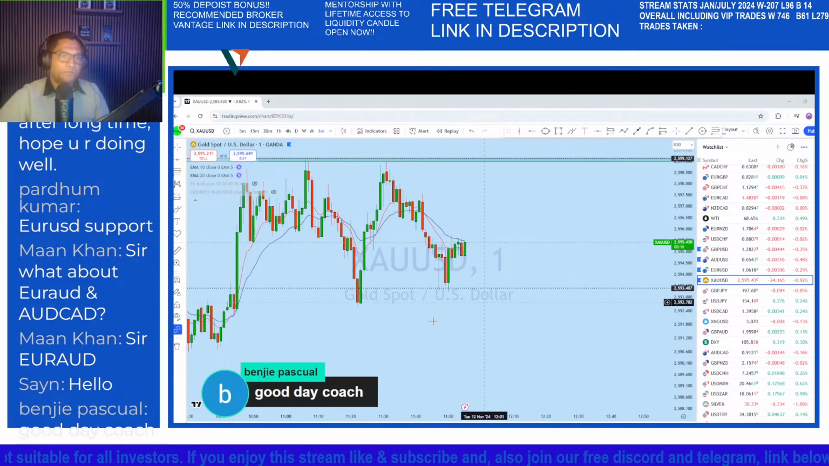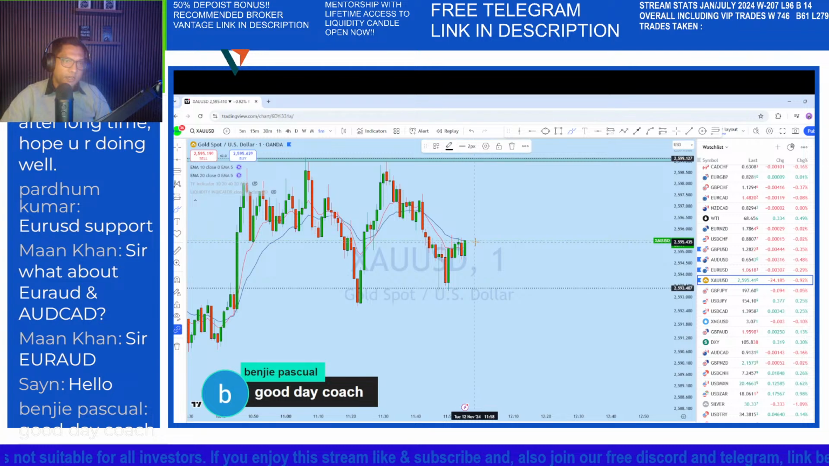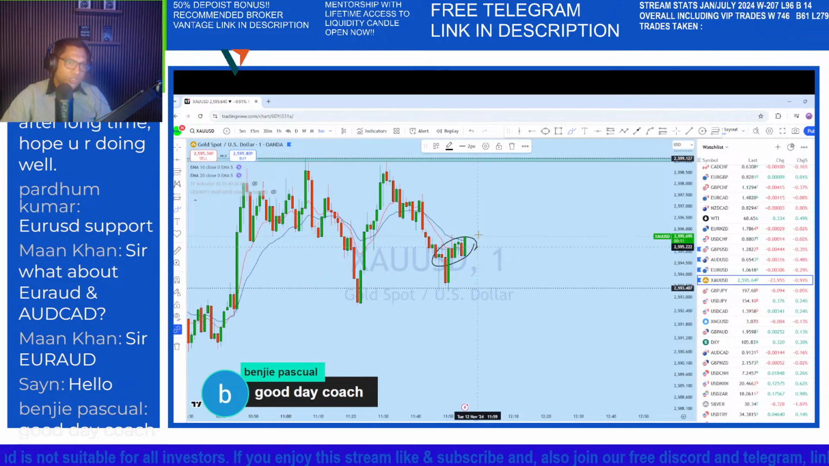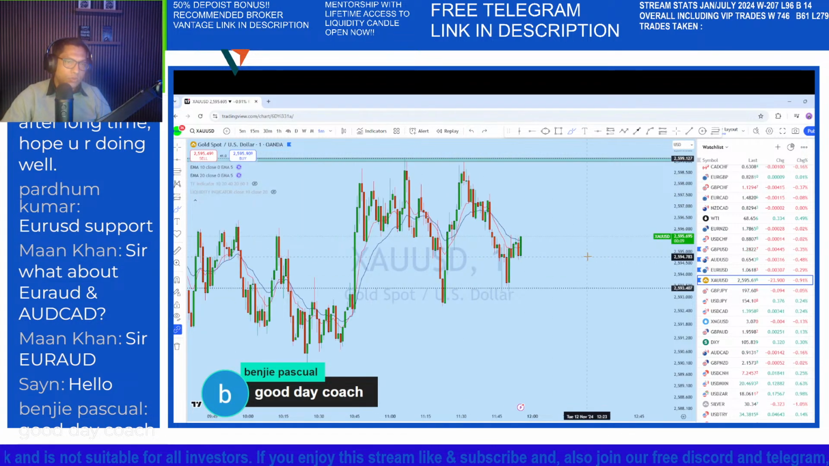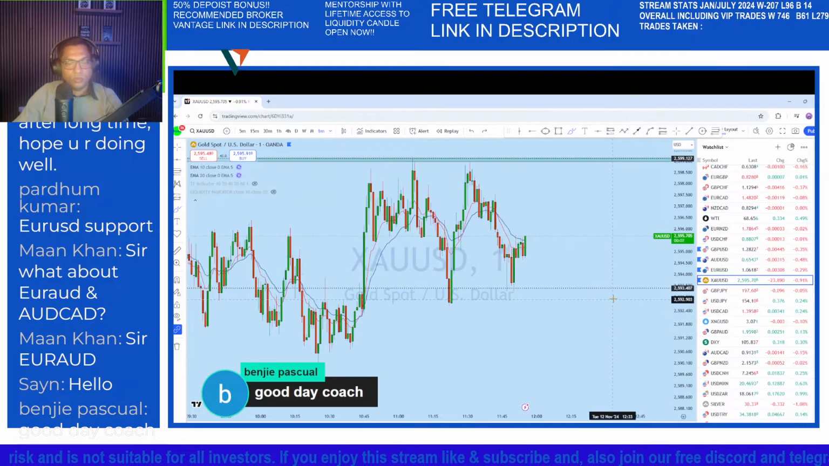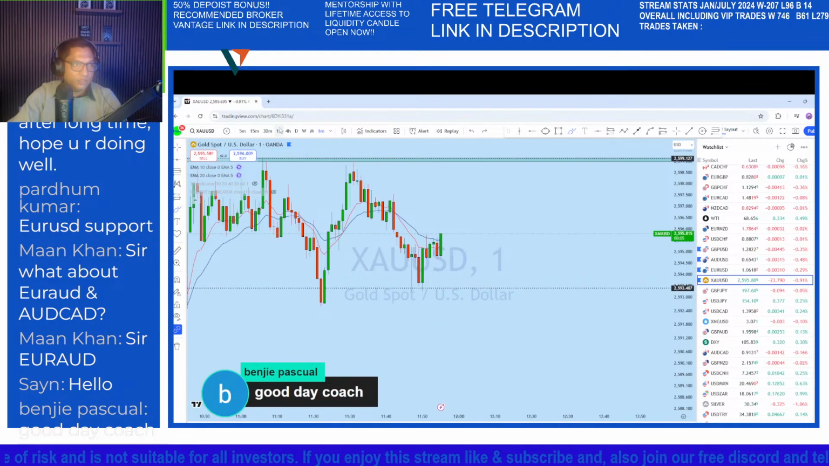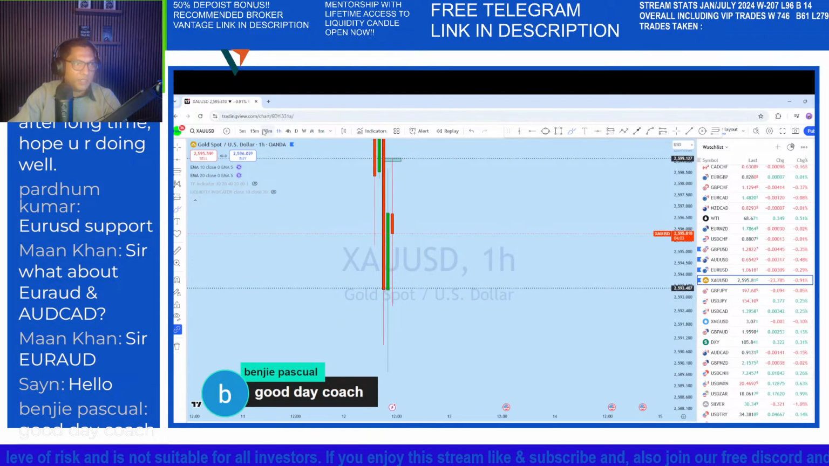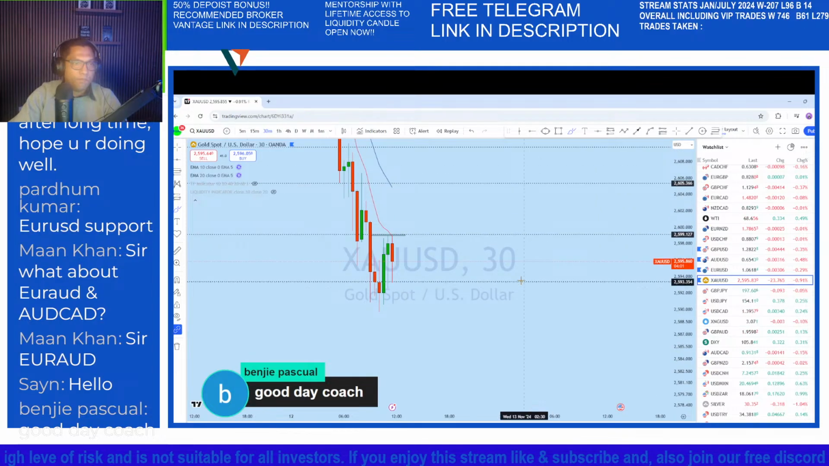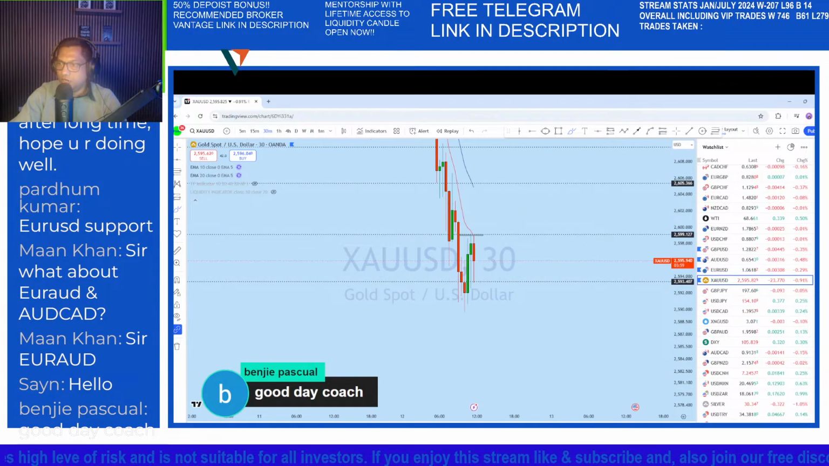Okay, there's a structure in that area, and with that structure, expecting it to bounce and then to return back in the major direction. That's what we are expecting. I'm expecting here for the market to bounce and then return back in the major direction. That's the main goal here.